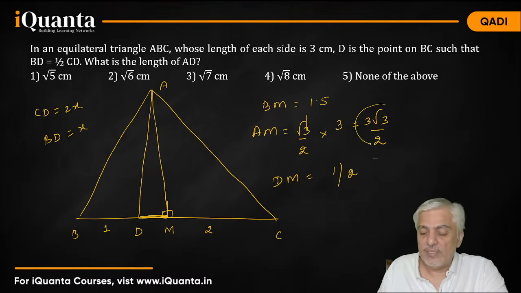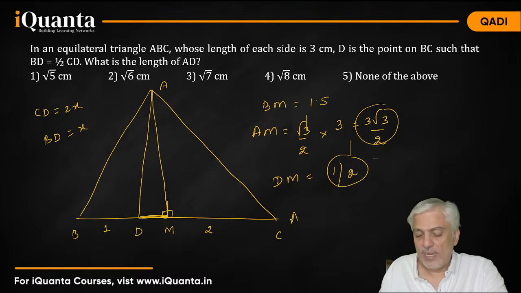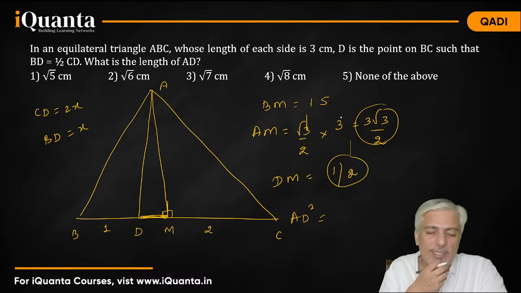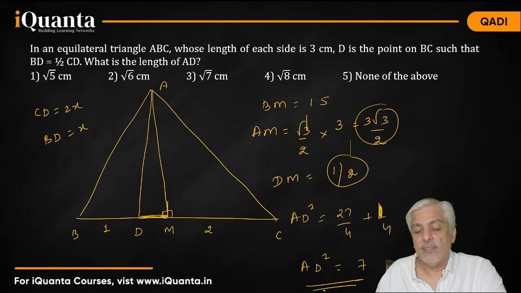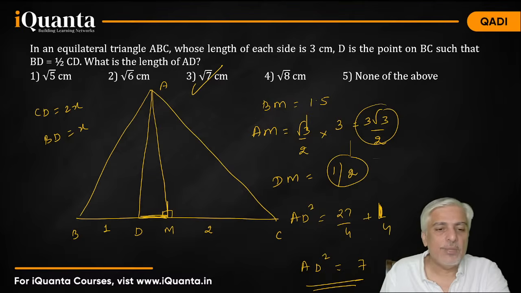Take Pythagoras between these two to find AD. So AD square will be (3 root 3 upon 2) the whole square. 3 root 3 squared is 27. 27 upon 4 plus 1 upon 4, which will be 28 upon 4, which is 7. So AD square is 7. Therefore, AD is root 7. Couple of last few easy questions.